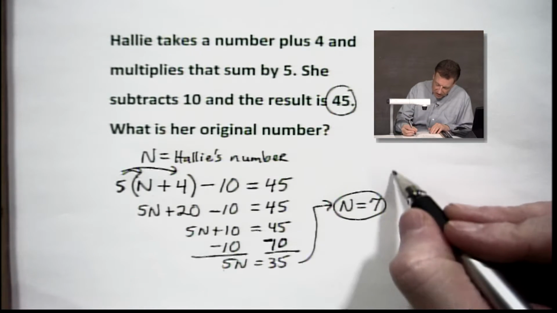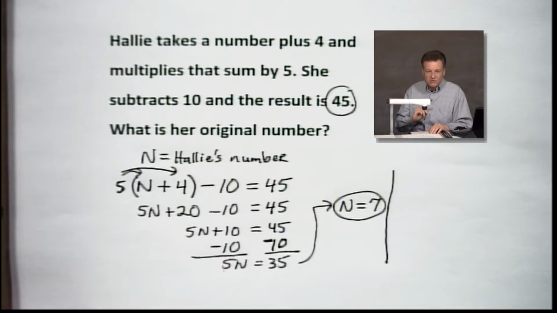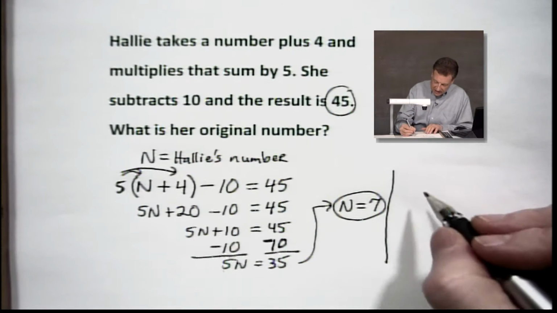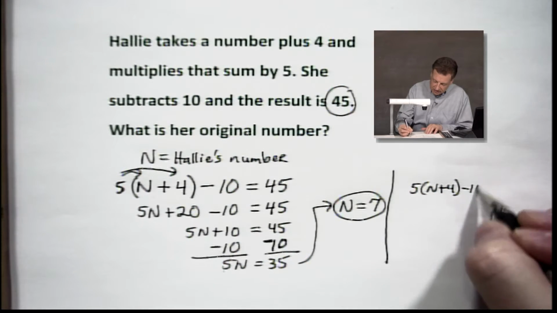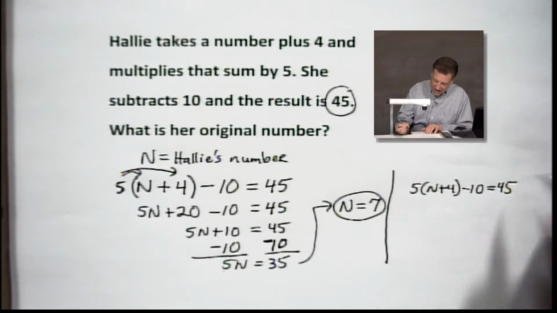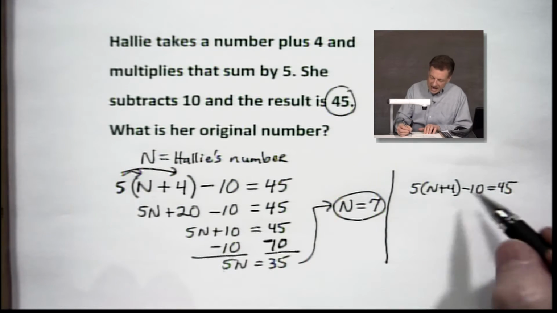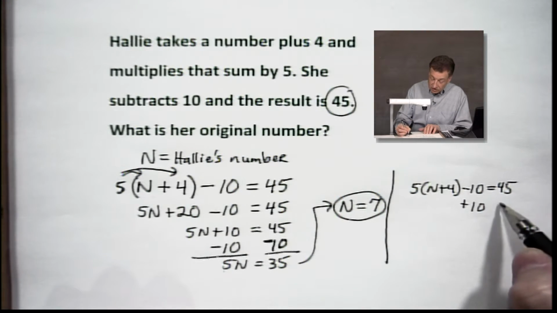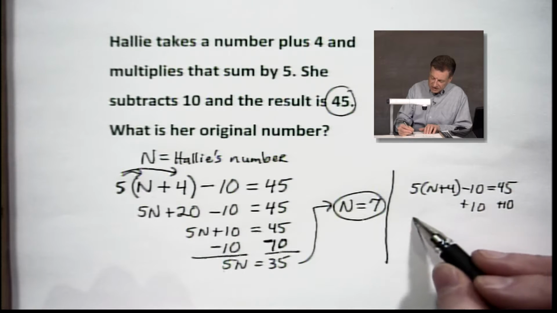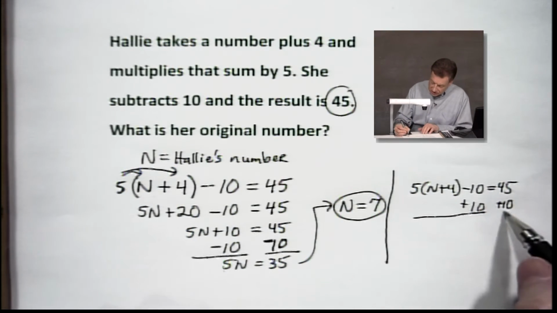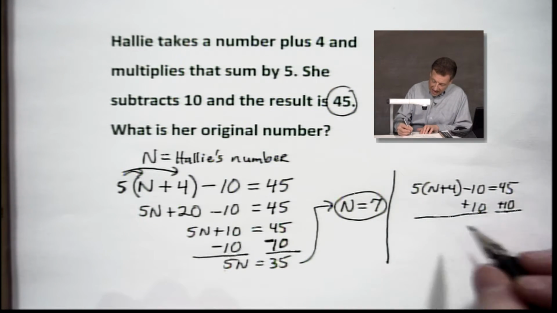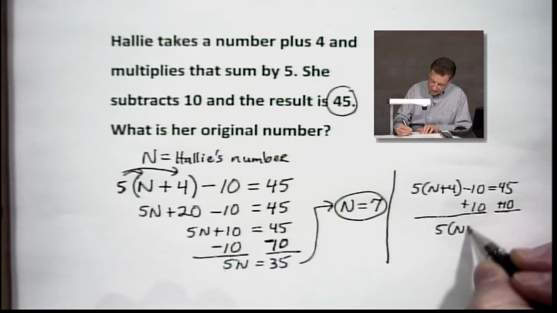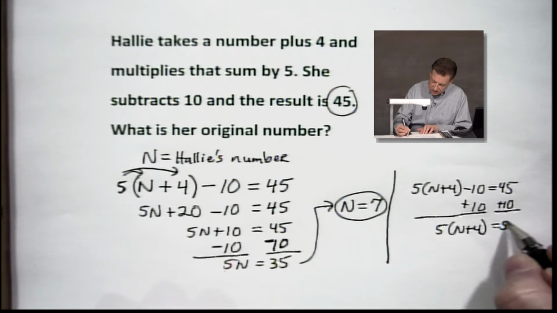Now, real quickly, I mentioned something to the effect of when we were setting this thing up, where you're going to go ahead and put 5 times n plus 4 minus 10 equaling 45. What I want to do is let's go ahead and add the 10 to begin with. You say, can you do that? Sure, we can do that. It's basically unattached. It's not attached to this parenthesis. The 5 is attached to the parenthesis, but the minus 10 is kind of hanging on by its own. So we can do that, and that would give us 5 times n plus 4 equaling 55.